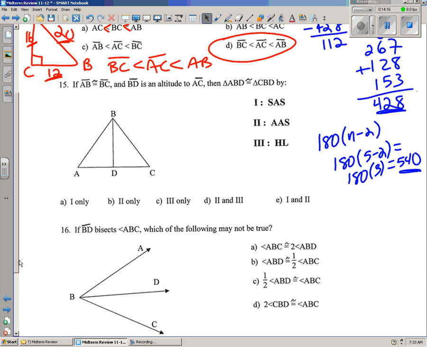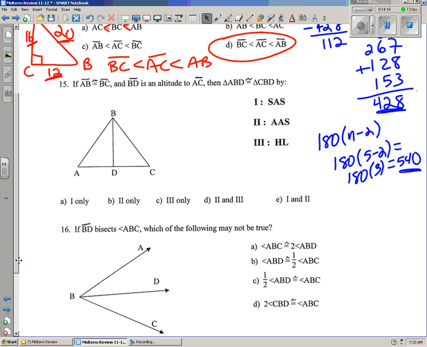All right, some more. Number 15 says, if AB is congruent to BC, so we'll mark that off, and BD is an altitude, you have to know the word altitude, and altitude is going to make right angles right here. Now it says, how are the triangles congruent? Well, there's a few ways.